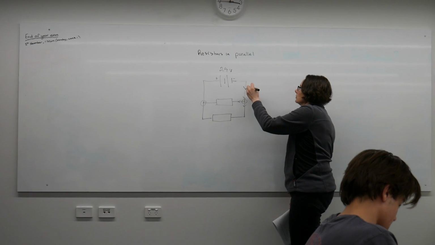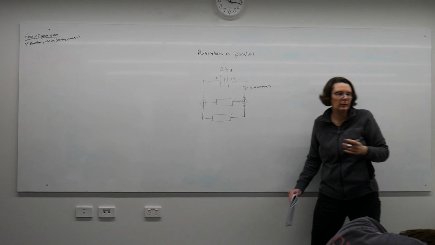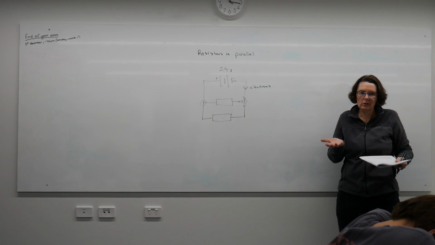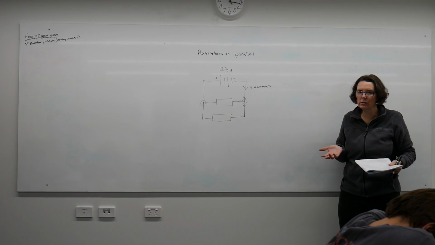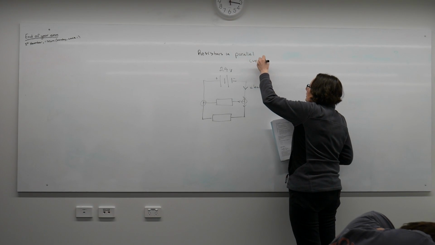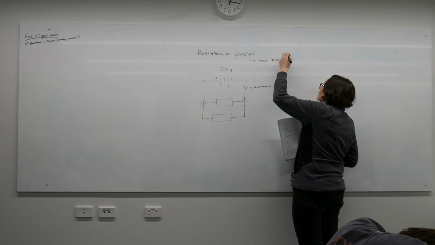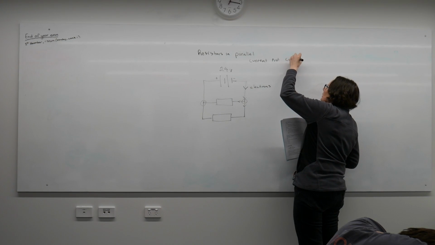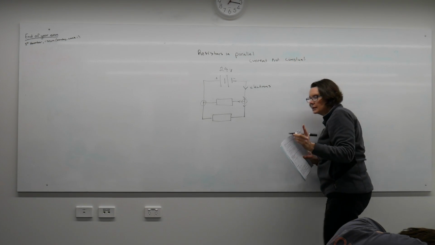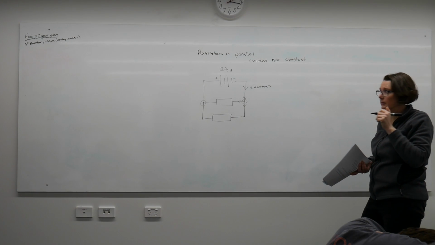So this was electrons. But if we've got multiple pathways for our electrons, you can see that the current's not going to be constant. But the voltage is. Okay?